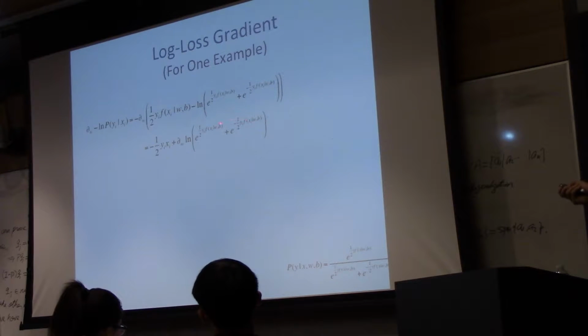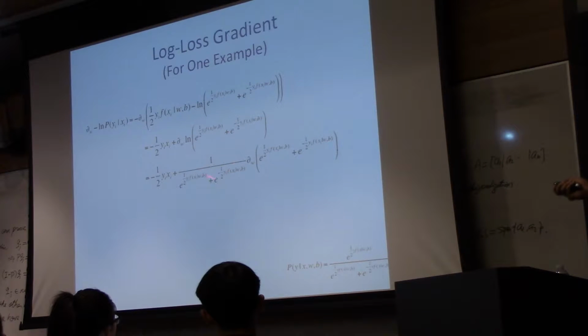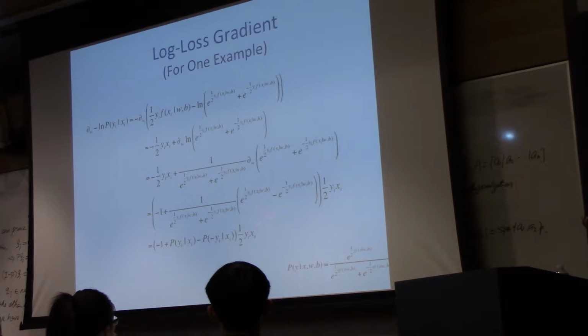Then you take the gradient of this. The gradient of log of something is 1 over it times the chain rule. And it looks like this, and it turns out that if you manipulate the numerator and denominator a little bit, you can re-express it as probabilities, and then you simplify to this.